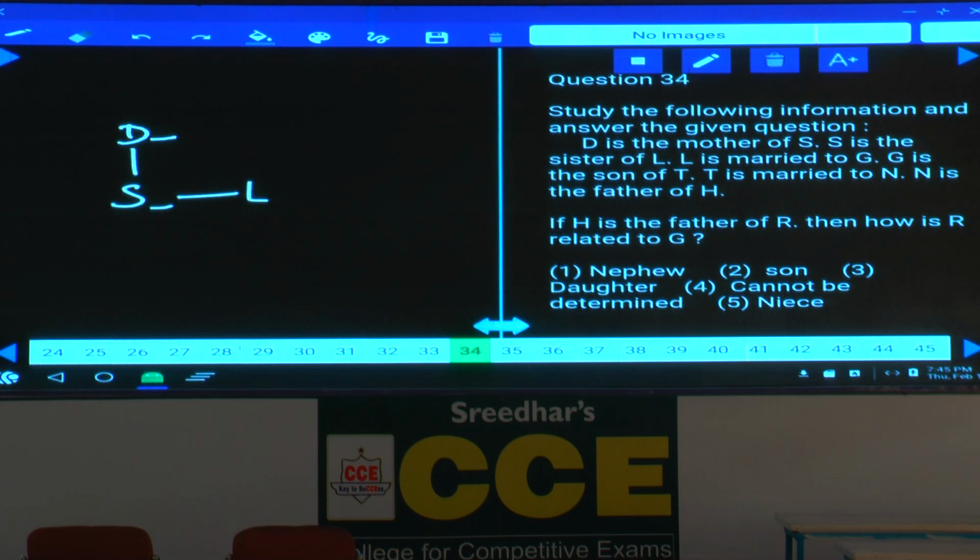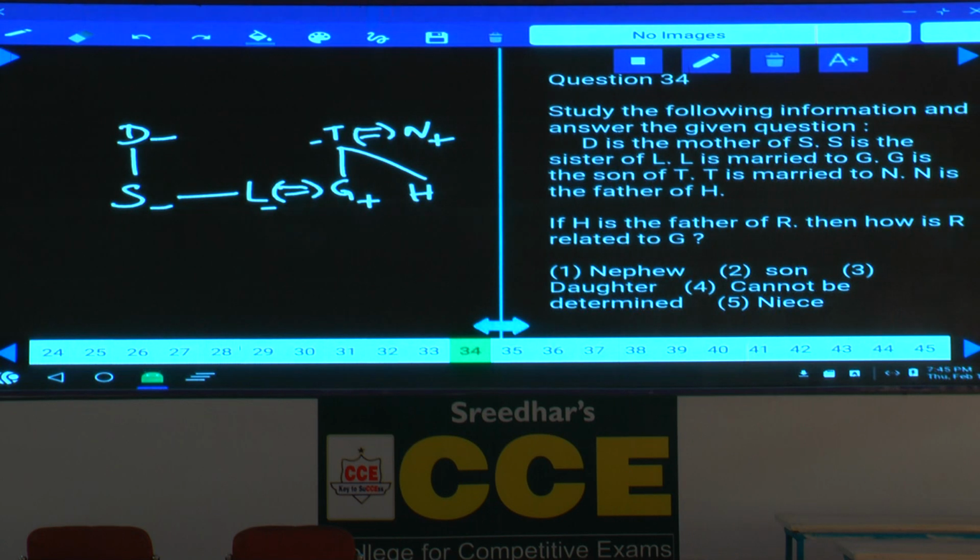S is the sister of L. L is married to G. L and G are married couple. G is the son of T. As G is a male, L is a female. This G is the son of T. And T is married to N. T and N are married couple and N is the father of H. As N is the father of H, T is the mother of H.